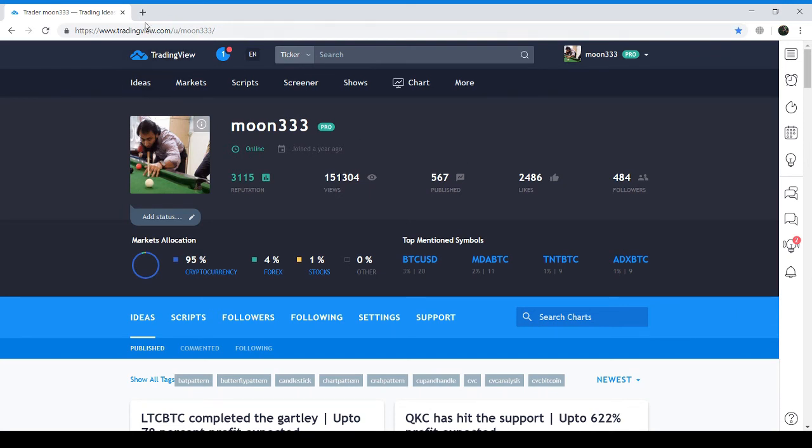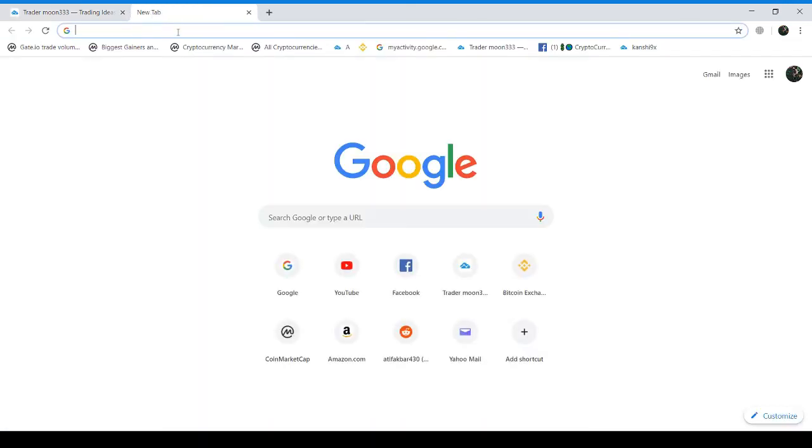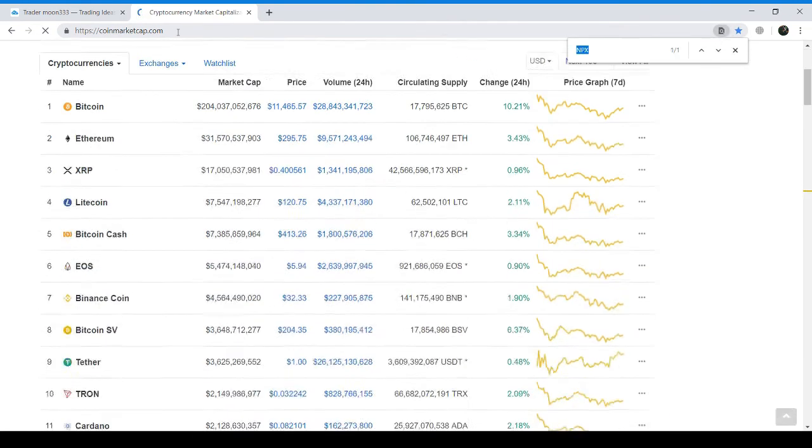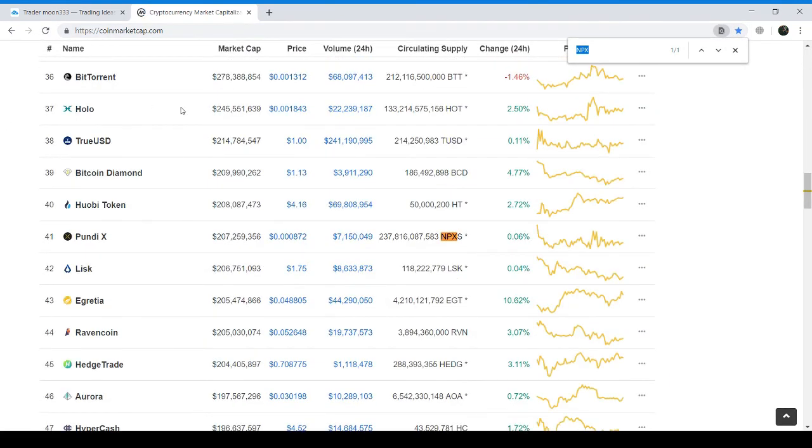And if we see the position of the token as per coinmarketcap data, you can see the NPXS is in the top 50. So the token is really very strong, the idea is strong. This trade can be really a good profit potential trade.